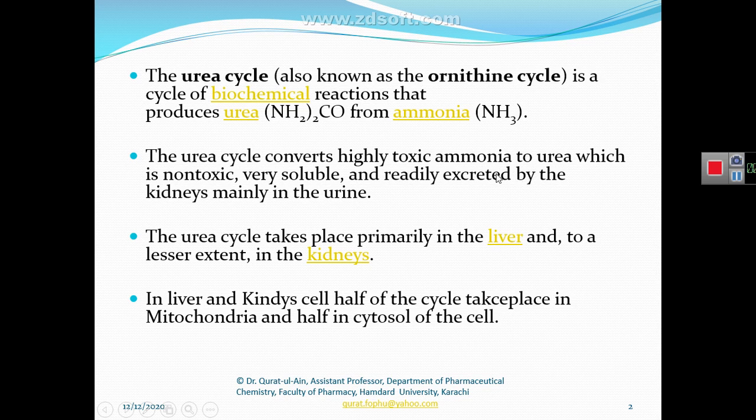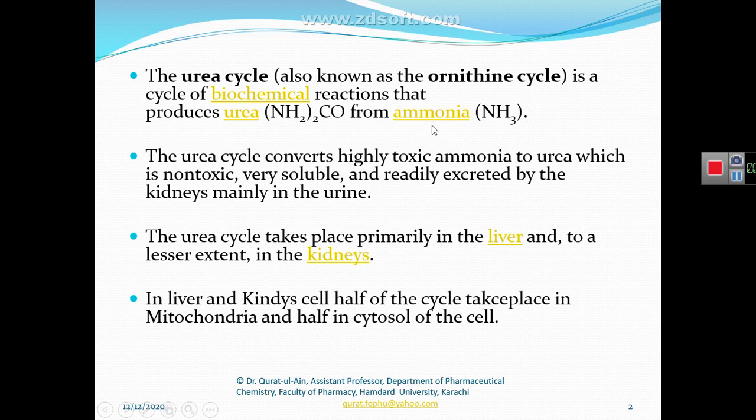And why is it necessary for this cycle to take place, and why is it necessary for ammonia to be converted into urea? Because when amino acids are catabolized, amino acids release their amine group, and the amine group is converted into ammonia after different chemical reactions that take place in our liver. We are not discussing these reactions, but you have to keep in mind that amino acid deamination removes the amine group from the amino acid, and this amine group after a series of chemical reactions is converted into ammonia.